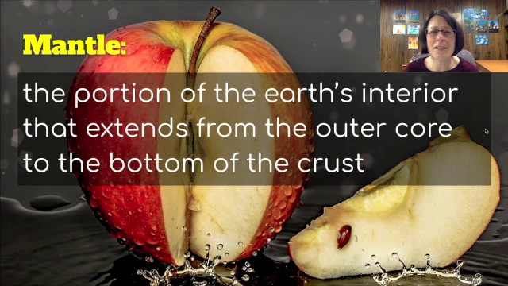So when we take a look at the mantle, this is the portion of the Earth's interior that extends from the outer core to the bottom of the crust. So if we were to take a look at this apple, this is the core. Just outside of that is the mantle. And just like with an apple, we can see that the mantle is most of the volume, and actually the crust would be just like the peel, very thin on the outside of that apple.